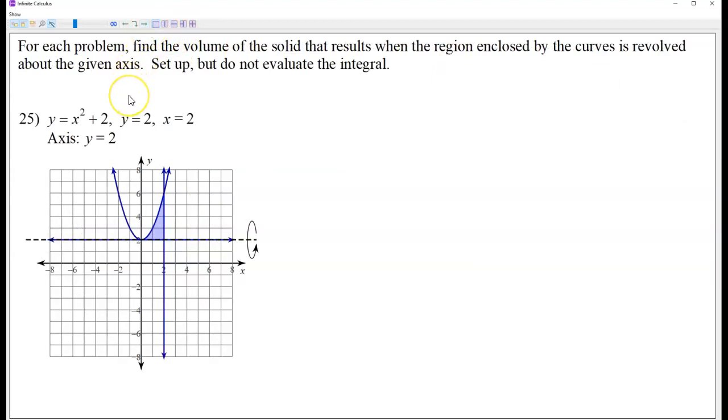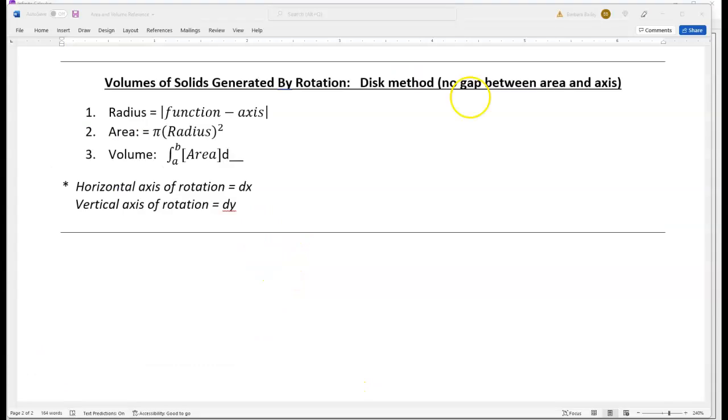Now we're going to move on to a new type of question here, another volume question, but a different kind of volume question. There are 3 types of volume questions. We just finished the last one, which was cross sections. Then we have this one, which is the disk method. The third one is the washer method. So let's go ahead and take a look at the steps for the disk method really quick.